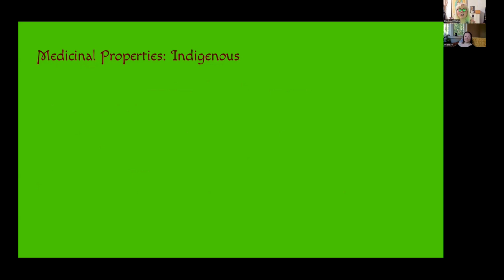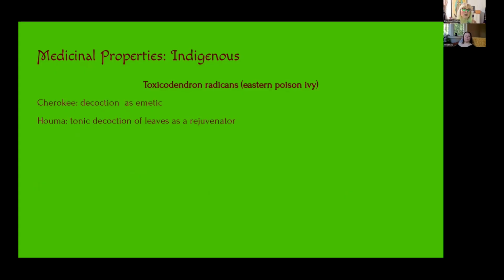Okay, so the Toxicodendron radicans, which is eastern poison ivy. The Cherokee use a decoction as an emetic again. The Houma people use a tonic decoction of leaves as a rejuvenator. Does not seem rejuvenating. But maybe if you boil it and you're just eating the leaves and you're getting all the oils off of it, I don't know, maybe. I can't for the life of me figure it out, but I'm just repeating what it says in that Moerman book.